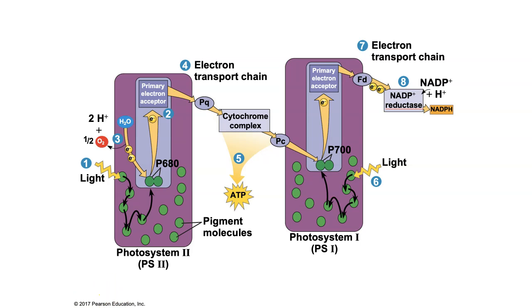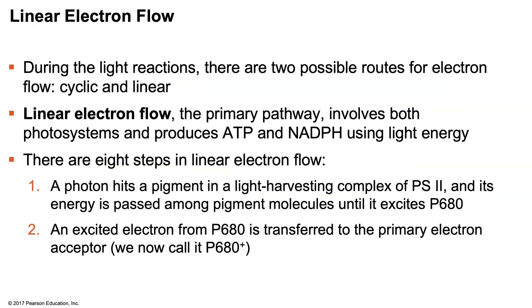So let's get into the steps for how these photosystems work. Remember, the whole thing about these catabolic reactions is that we are following electron flow. We're going to see that there are 2 types of flows possible within the plant: a linear flow, and also a cyclic flow. The linear electron flow, which is the primary pathway, involves both of the photosystems, and we're going to see that it produces ATP and NADPH using light energy.